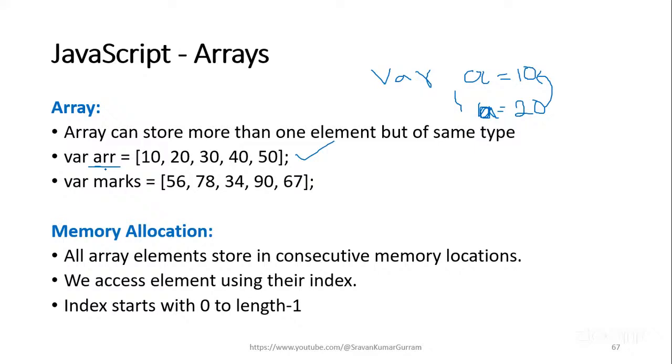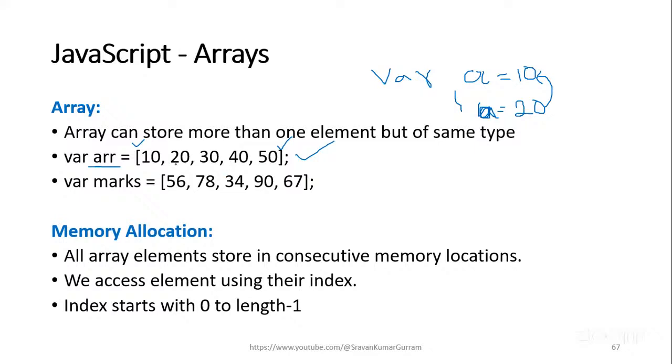Now, in this example, ARR is my array variable name. var ARR assignment, within the square brackets. You must remember that array elements must be included within the square brackets, starting square bracket, ending square bracket. Within the square brackets, you write the elements separated with commas. Suppose you want to store integer elements: 10, 20, 30, 40, 50 and so on. N number of elements you can store.